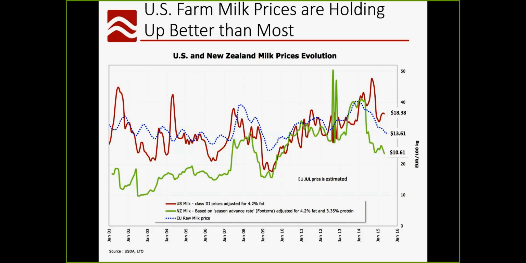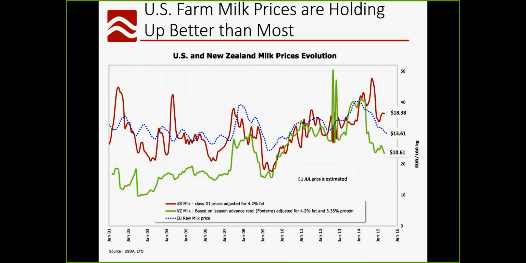You can see this is as of a couple months ago, which is the last time it was available. It wasn't 1838 here, but at 4.2% fat, that helps on that price. But still, just for comparison on the same terms here, 1838 for the United States, 1361 for the European Union, and 1061 for New Zealand.